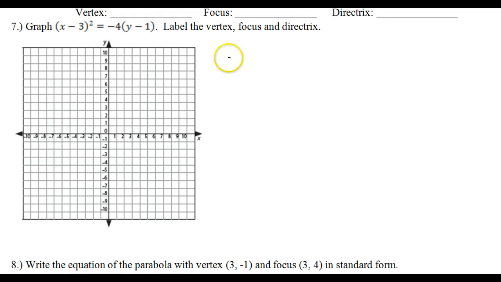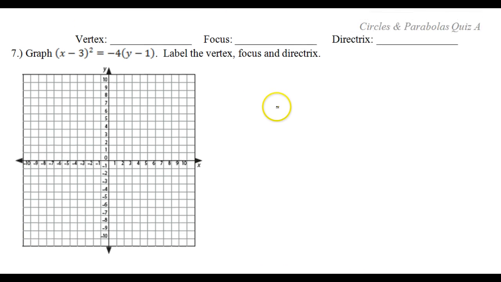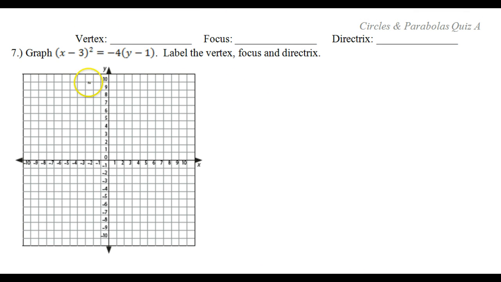Anyways, number 7. Graph it, label the stuff. Well, the vertex, maybe I'll use these lines for this. The vertex is going to be the opposite of here, comma, opposite of here. So that's going to be 3, 1 will be my vertex. So there's 3, 1. It's going to be like that.